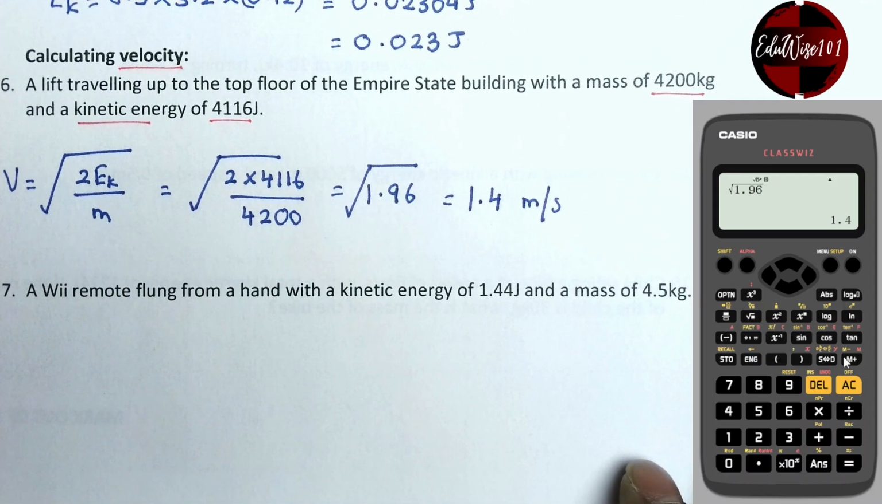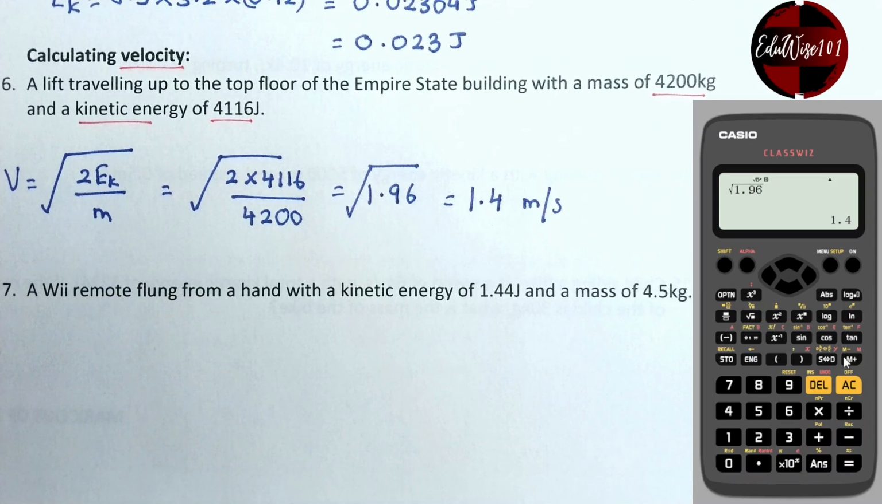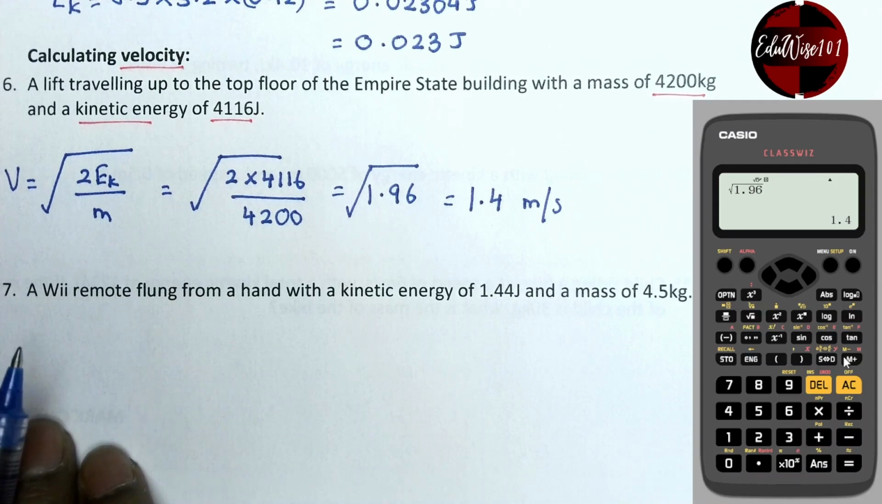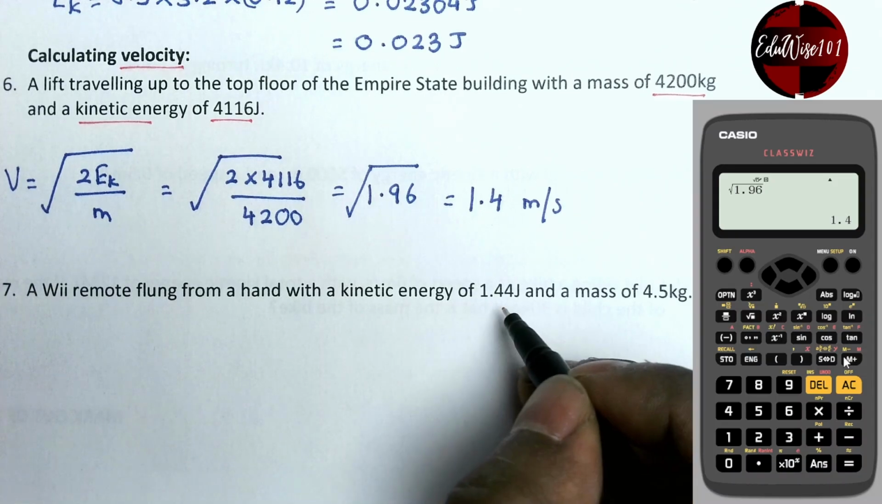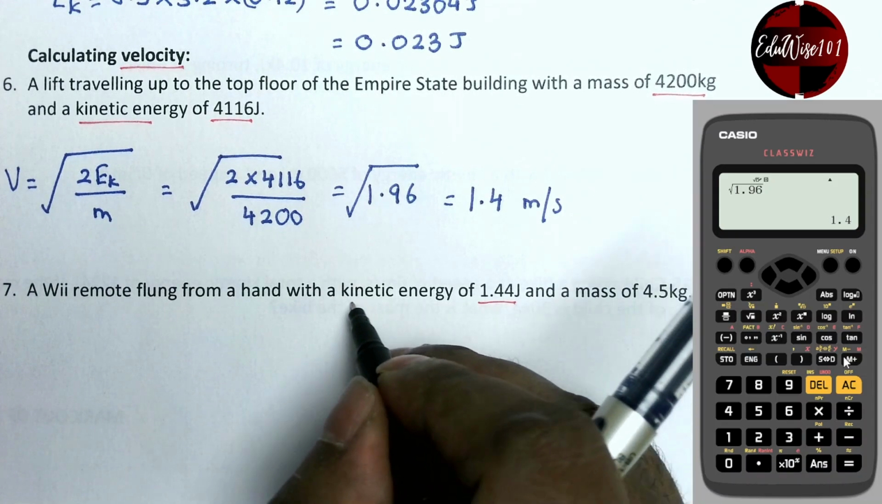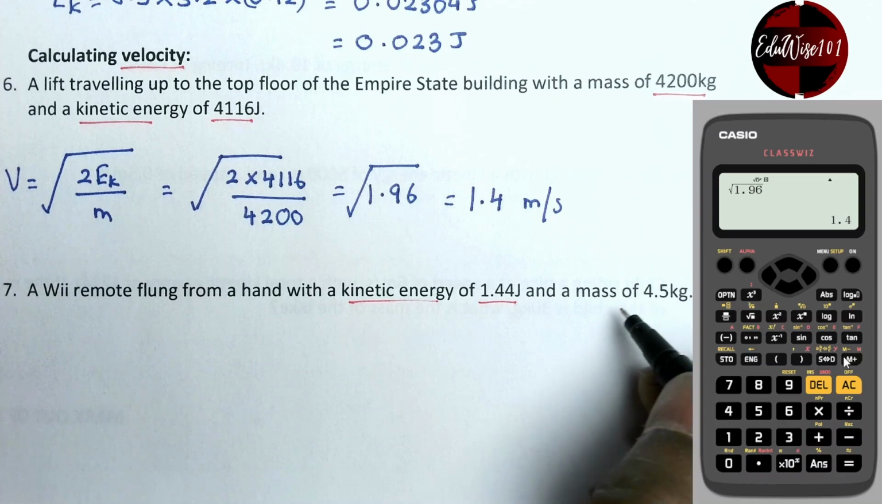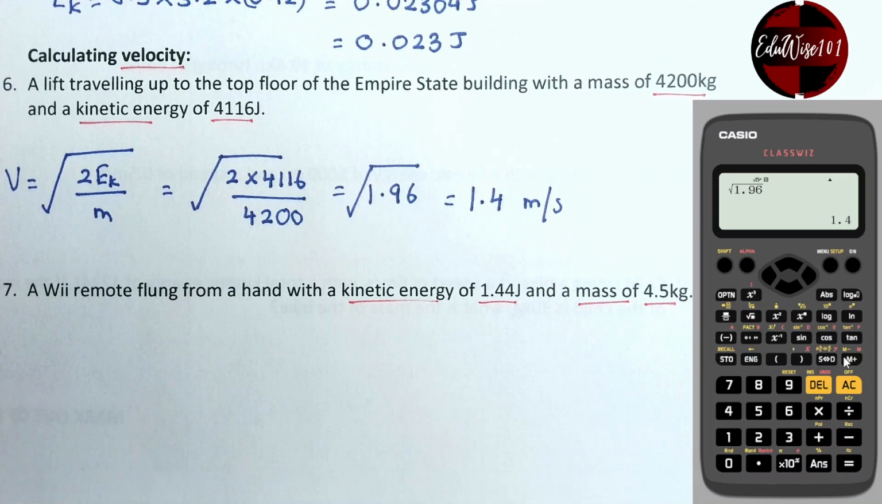I'm going to leave the calculator on, that way it's a bit easier. Okay, so a Wi-Fi remote flung from a hand with a kinetic energy of 1.44 joules. So kinetic energy is 1.44 joules and the mass is 4.5 kilogram. Now a Wi-Fi remote can't be 4.5 kilogram, can it? But that's what the question says. So let's do the calculation.